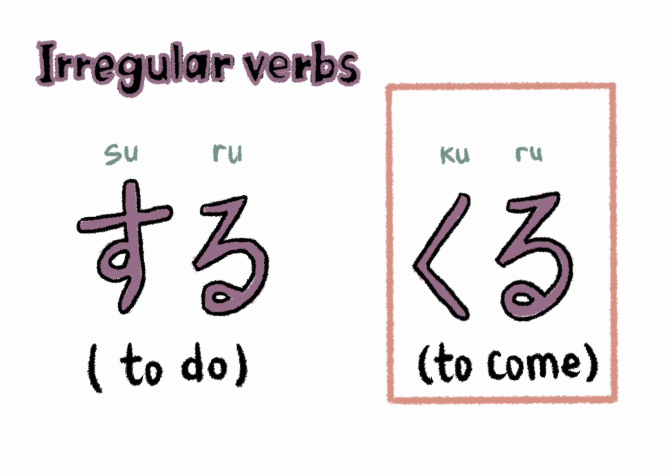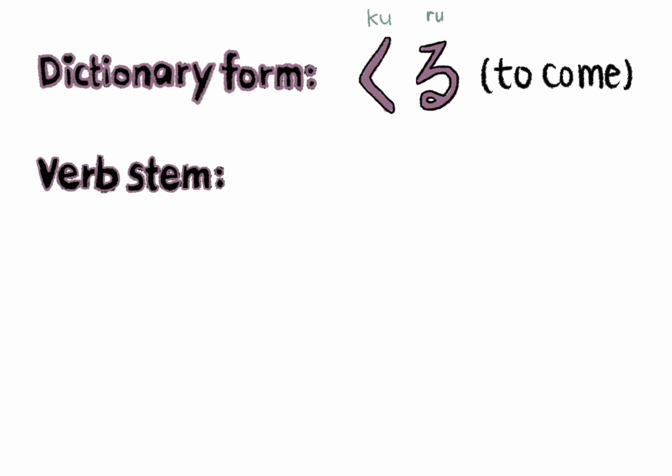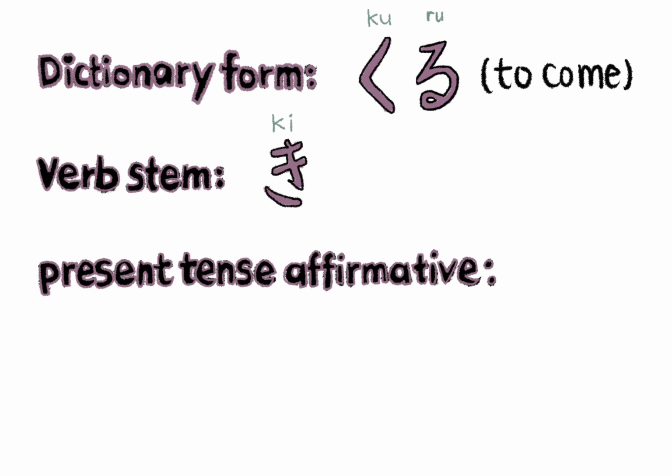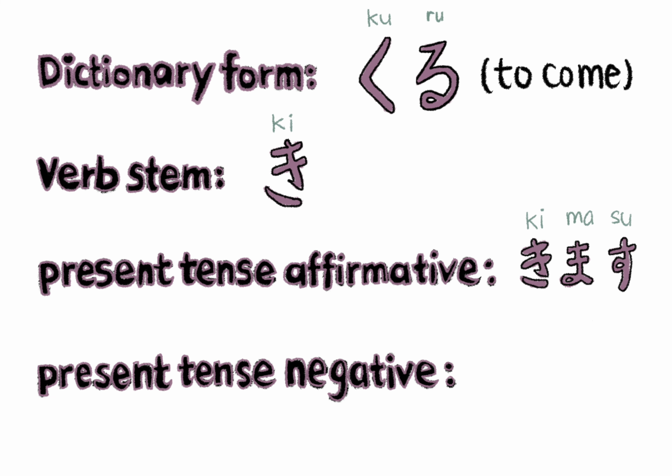Now for kuru. The verb stem is ki. The present tense affirmative form is kimasu. The present tense negative form is kimasen.